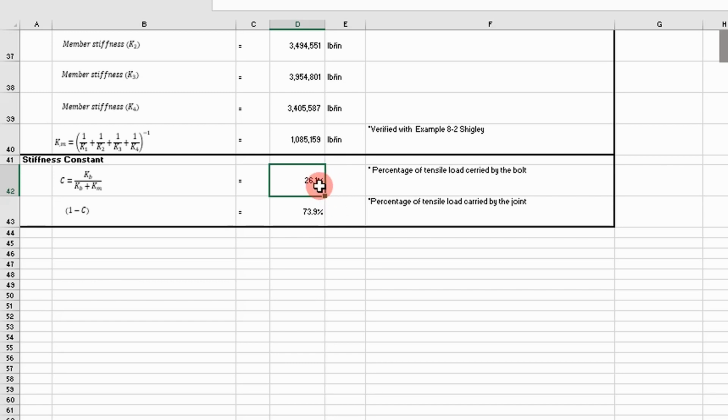So we'd carry this number forward in the next part of our analysis, where we will evaluate joint slip and joint separation. I hope this made sense, and I'll see you next time.